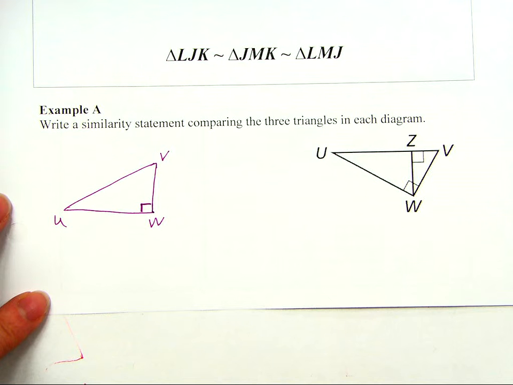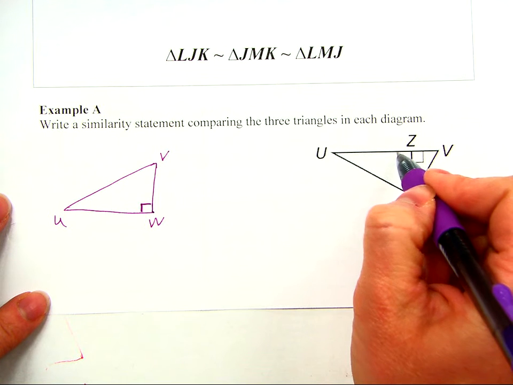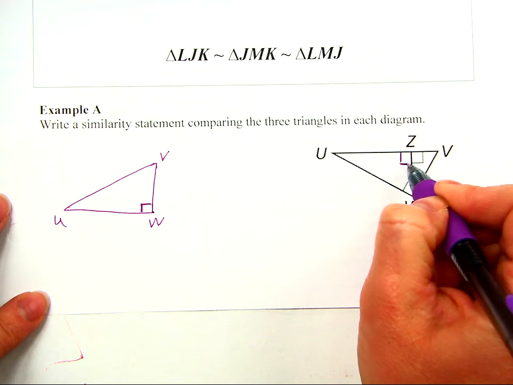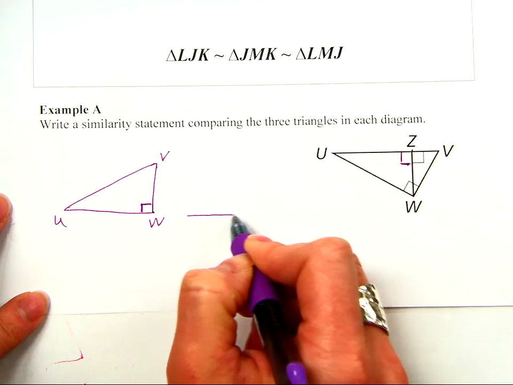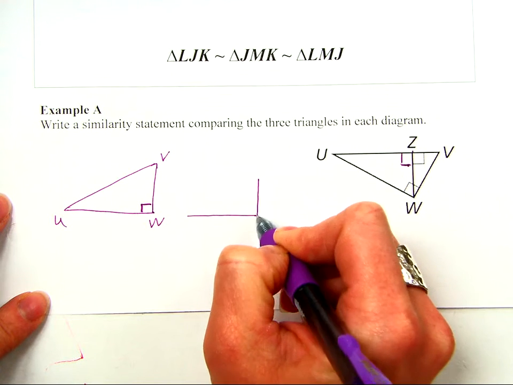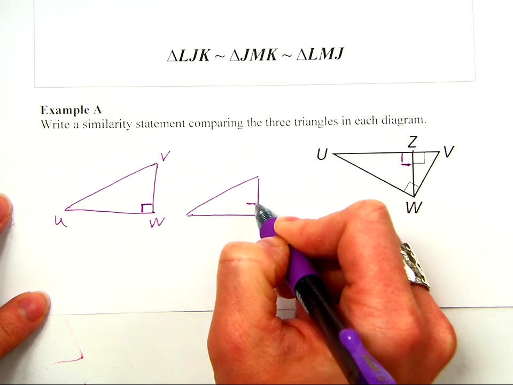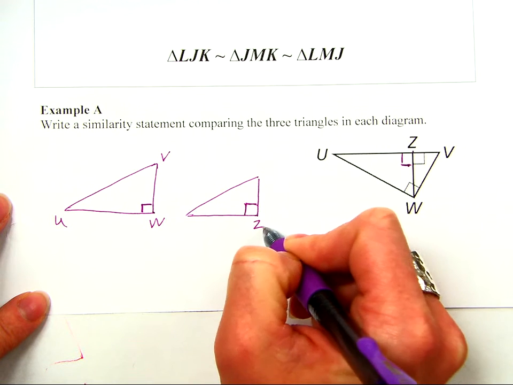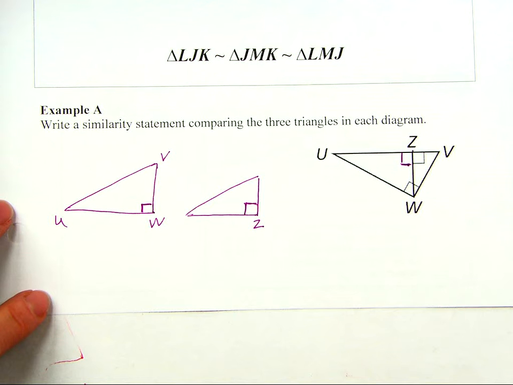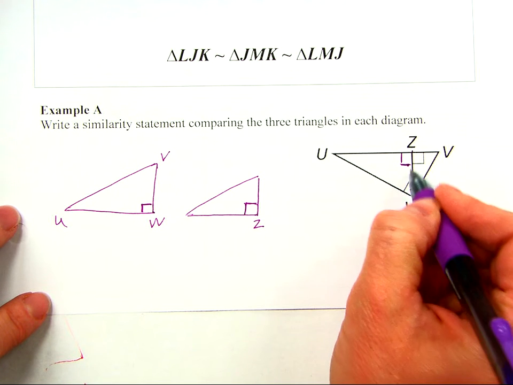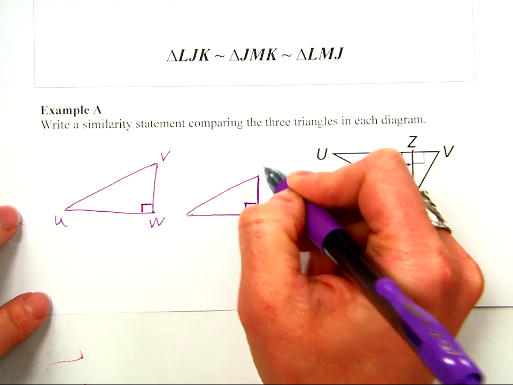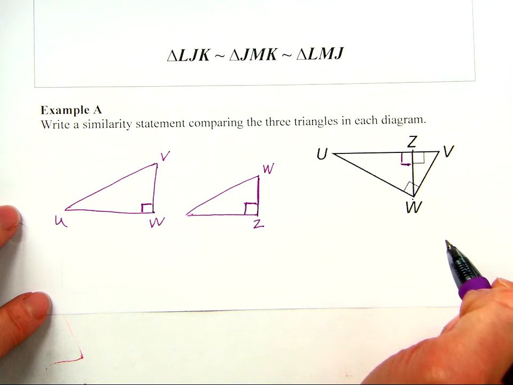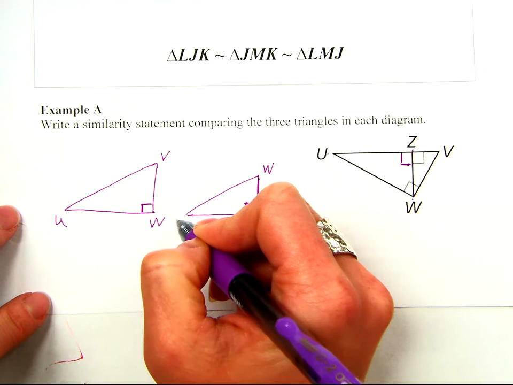Now, in my medium-sized triangle, I see the right angle happens at Z. So I'm going to draw this. I know I'm going to have long leg, short leg, and hypotenuse. Here's my right angle, and I know that is Z. Now I just need to figure out where my other two vertices go. Well, my short leg in there is ZW. So this is going to have to be ZW. And the long leg over here would be U.